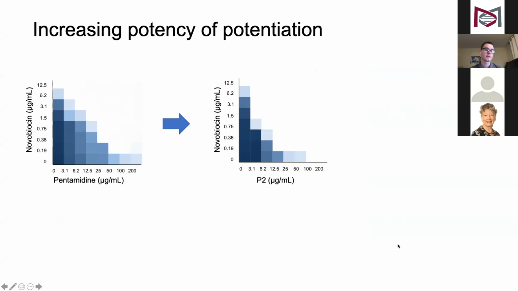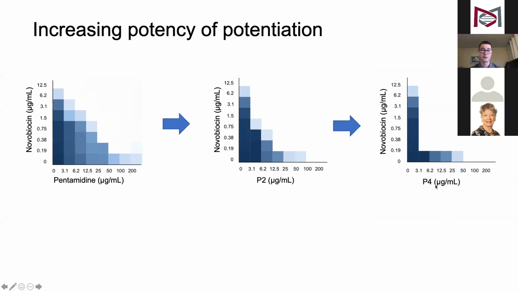So increasing potency of pentamidine potentiation proved relatively successful. In our first series of analogs, we developed the analog P2. And here you can see that in an Acinetobacter baumannii checkerboard, combining our analog with novobiocin, we see this very steep staircase pattern, which tells us that we have very high potentiation of novobiocin by P2, even more so than pentamidine.